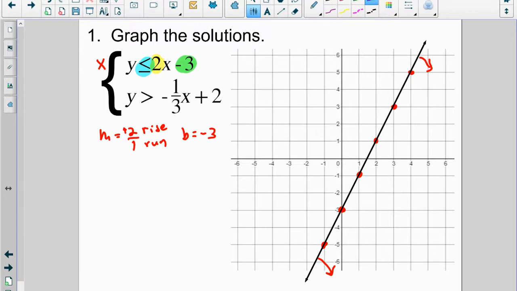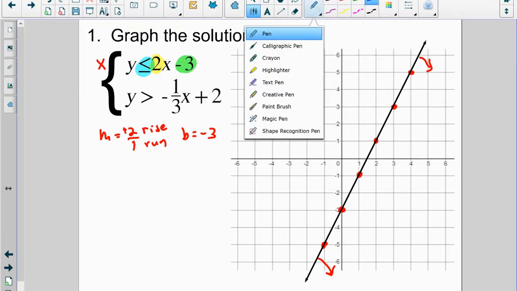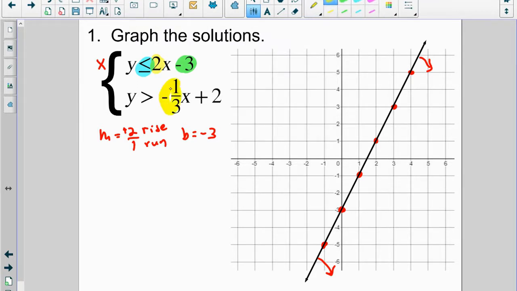Now let's do the same thing for our second inequality. We identify the slope, which is -1/3, and the y-intercept, which is +2. So I'm going to do this one in blue. So -1/3 is my slope, and the y-intercept's +2. So on my graph, I start at +2. It's my y-intercept. And now I want to use my slope of -1/3.